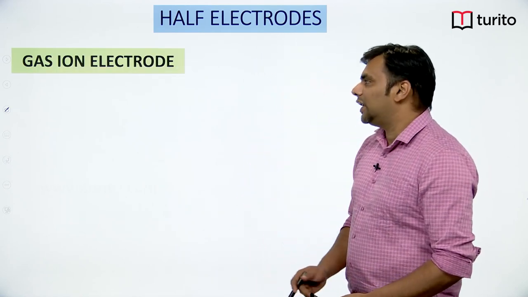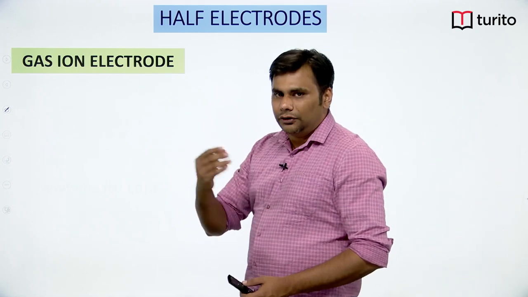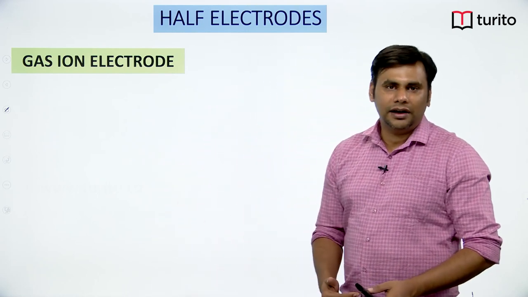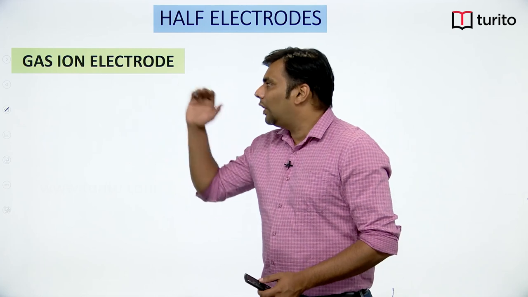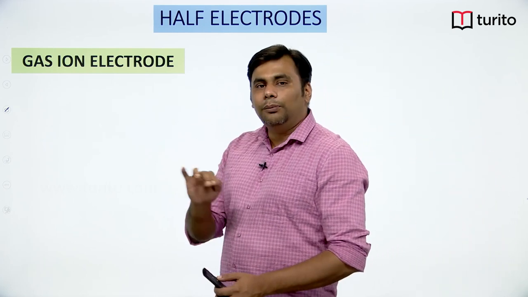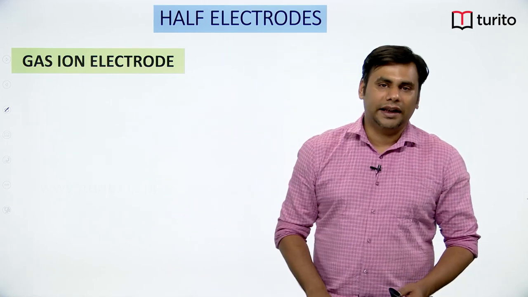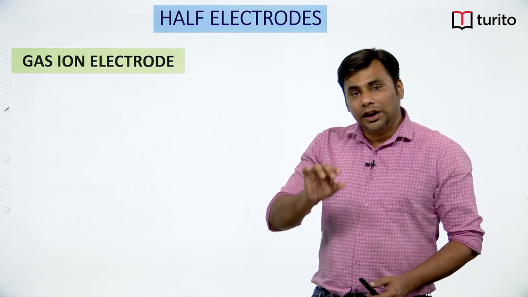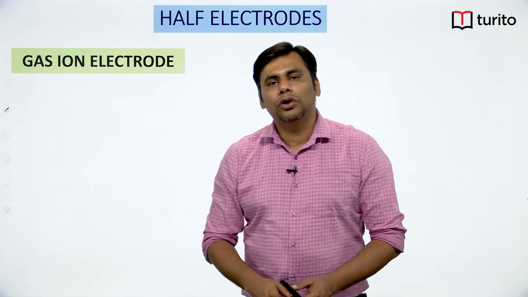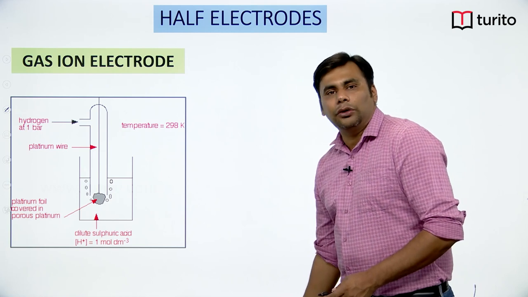The first example is that of the gas ion electrode. We introduced this a little bit in the previous lecture when we were talking about the hydrogen and H plus ion electrodes. So, that is called a gas ion electrode. Basically, in a gas ion electrode, we pass a gas into the aqueous solution containing the ion of that gas. So, a gas electrode constitutes a gas passing into a solution containing its own ion. The common example is that of the hydrogen electrode.